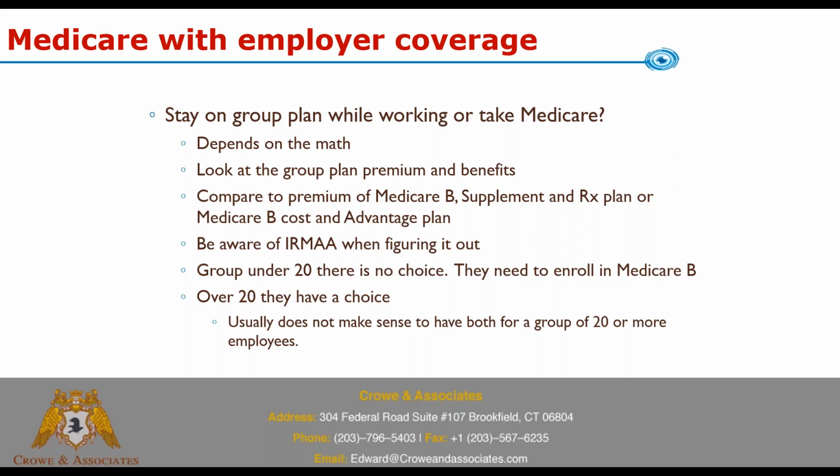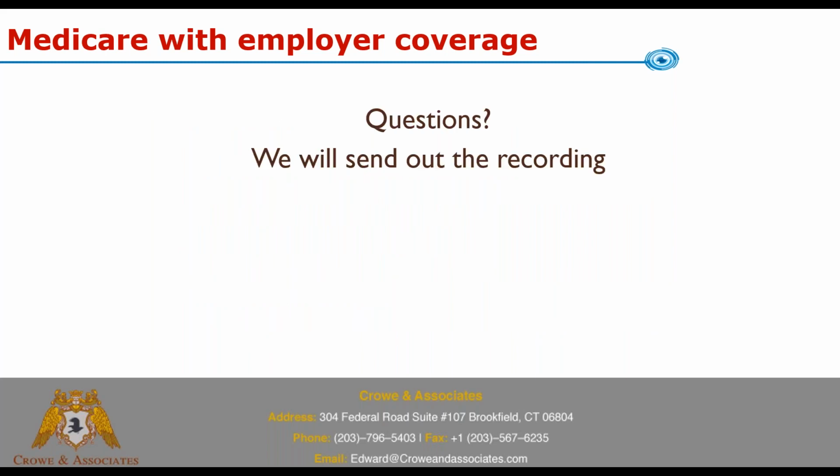If they have a valid waiver for B, and they're actively working, with coverage through work, more than 20 employees, it usually doesn't make sense for them to have both in that case. So, meaning, I'm going to stay on the group plan, keep paying for that, and I'm going to enroll in Medicare Part B for the secondary coverage of it. My experience, and again, without being able to look at a specific fee schedule of what Medicare covers as a secondary, my experience is the math doesn't usually make sense to do both. It's usually a one or the other scenario.